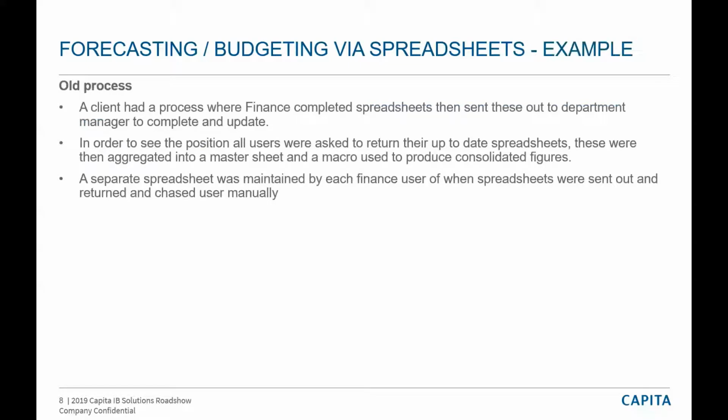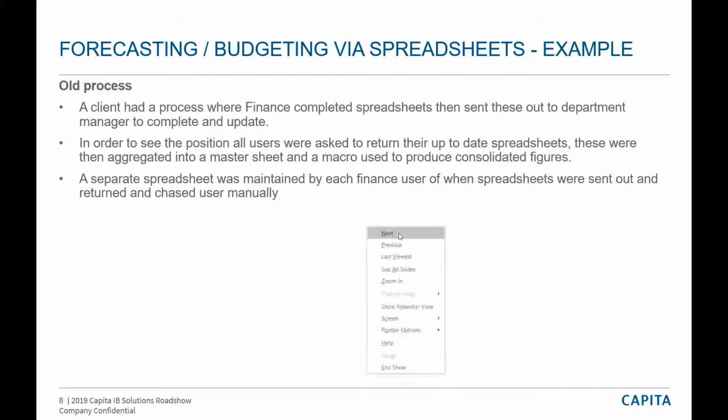So here's an example. Client had a process where finance completed spreadsheets, which is fairly common. So finance filled in the standard spreadsheets. They did the first draft effectively, sent them out to the department managers for the department managers to complete an update. If the director of finance or anybody else wanted to see the current position, those spreadsheets had to all be returned, put into some kind of consolidated spreadsheet, and then there was a macro used to add basically all the sub-spreadsheets up, and each individual finance user, I think there's 3 finance users in this scenario, they kept a spreadsheet of what they had sent out, when they got it back, when they returned it, what they chased, when they chased people, and basically kept track of the story that way.